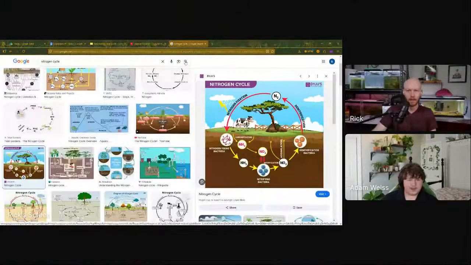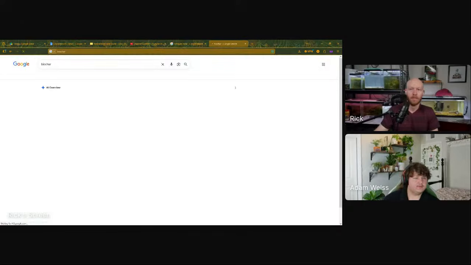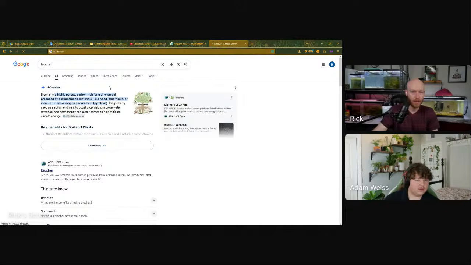Let's see. Scholars Retreat is talking about biochar. Do you know much about biochar? I don't. I'm curious what it is. Yeah, show me what you got. Biochar. I think it's a carbon-rich form of charcoal produced by baking organic materials in a low oxygen environment.